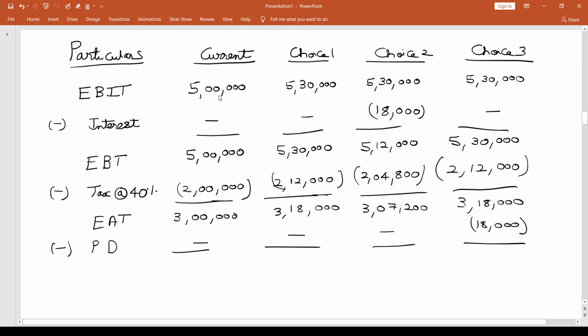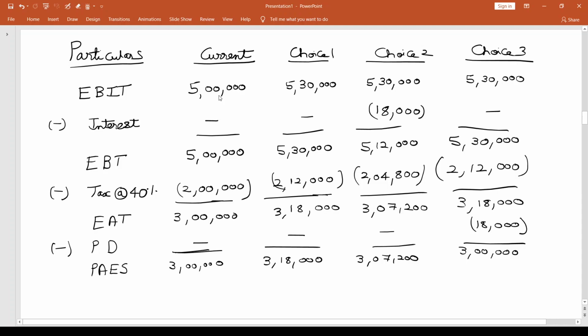So now I have PAES. When I say PAES, what I mean is profit available to equity shareholders. So right now it is 3 lakhs. Choice 1, it is going to be 3,18,000. Choice 2 is going to be 3,07,200. And choice 3 is going to be just 3 lakhs.